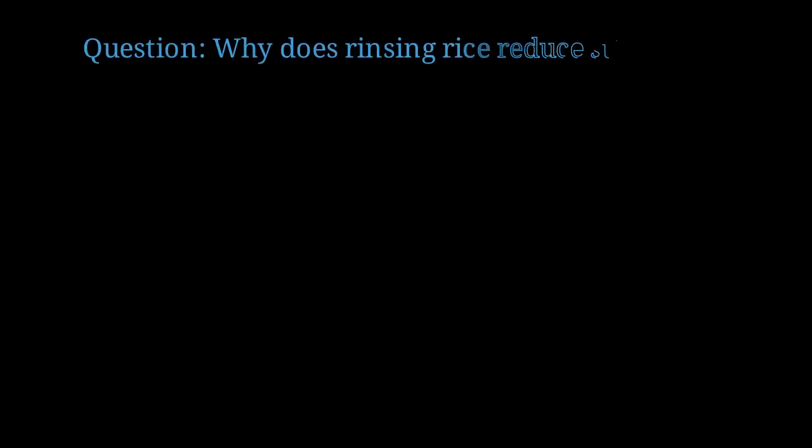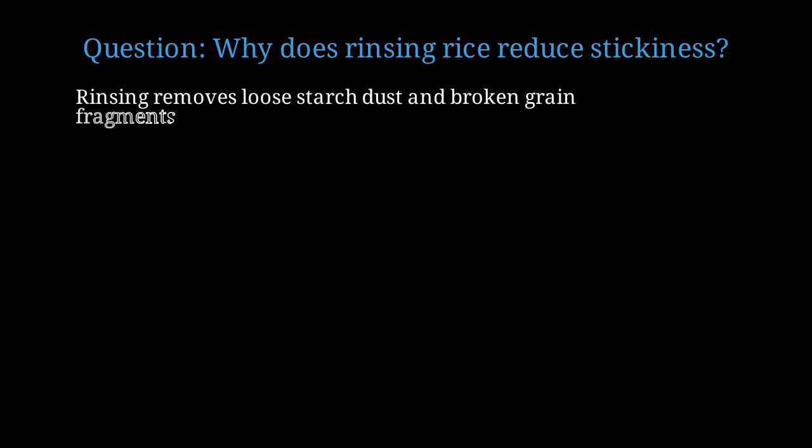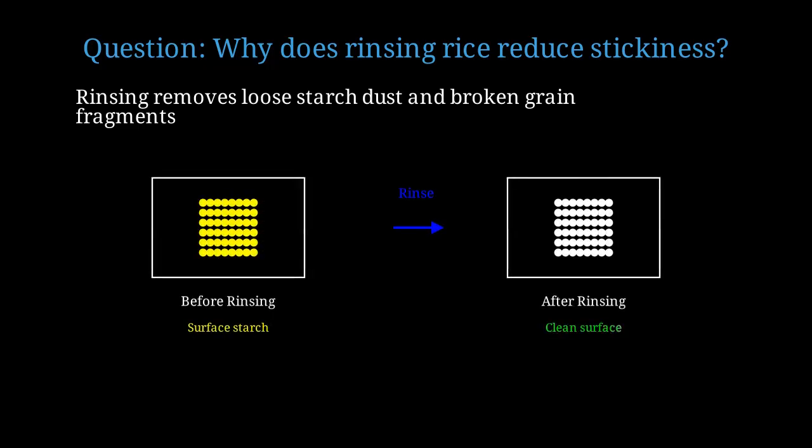Here's a practical question. Why does rinsing rice before cooking reduce stickiness? The answer relates to removing surface starch. Rinsing removes loose starch dust that coats the grains from milling and transport. This dust, when hydrated, creates additional adhesive material between grains. Before rinsing, loose starch particles coat the grain surfaces. After rinsing, these particles are washed away, leaving cleaner grain surfaces that will produce less surface gel during cooking.